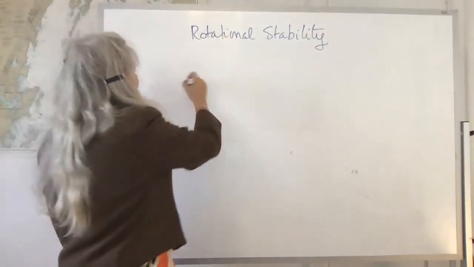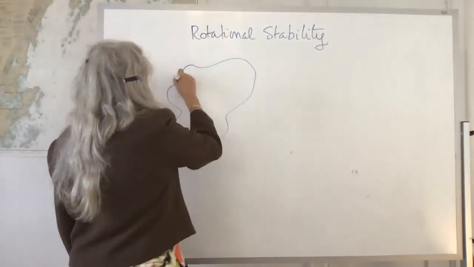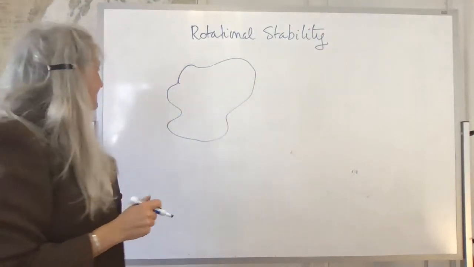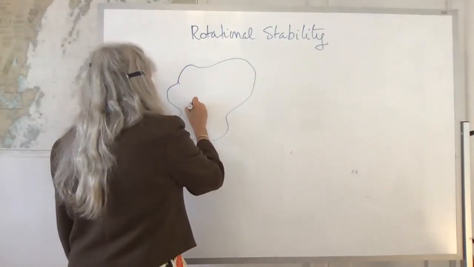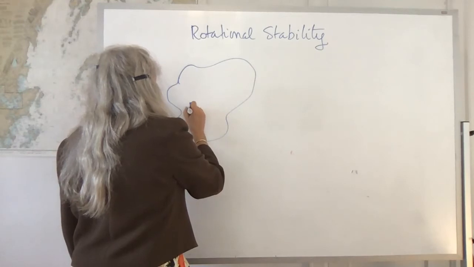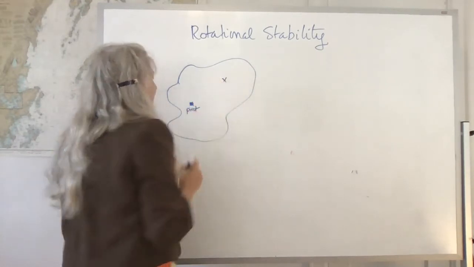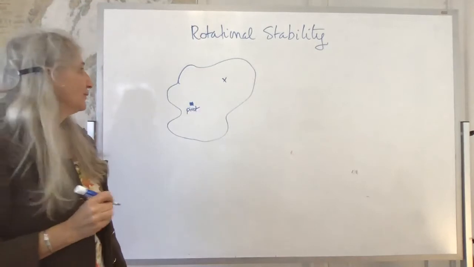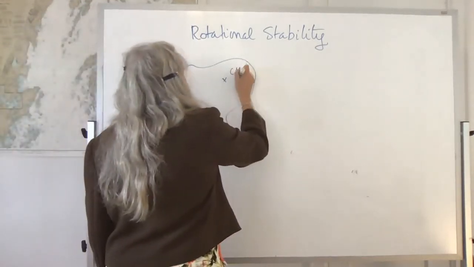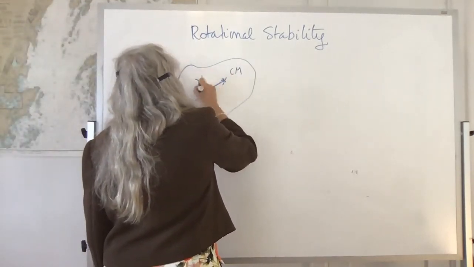So in this particular setting, we've got some mass, and there's a pivot point. So this is the pivot, but there's a different position for the center of mass. So I can draw a vector x center mass.